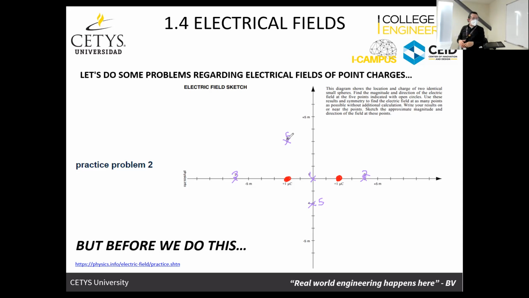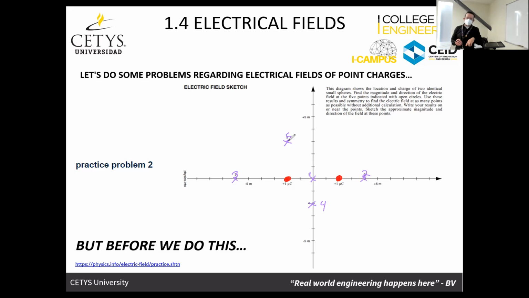I want to know, if I place myself in point number 1, what is the total electrical field or effect if I'm located there? What is the total electrical field effect if I'm located in spot number 2? Or spot number 3, or spot number 4. I wrote 5 twice. This one is 4. In spot 4 or in spot 5. Depending on where I'm located, the effect of the total electrical field is going to be different.